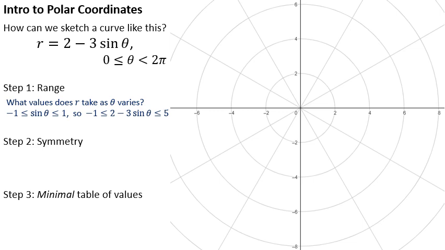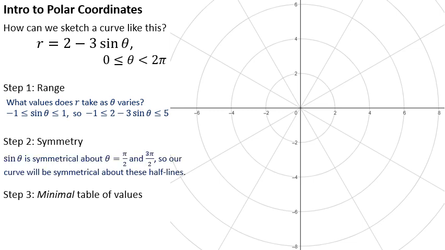At the same time, we've got symmetry. Sine theta has symmetry at pi by 2 and at 3 pi by 2. So those are the vertical lines that you can see on the graph. We're expecting a curve which has vertical symmetry through that line. And the final thing will be our minimal table of values.